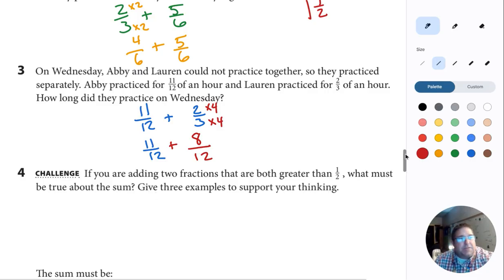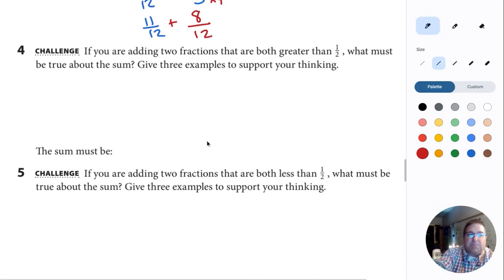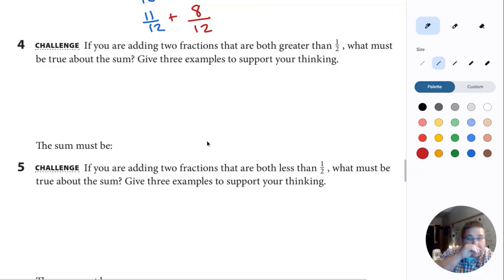So the final answer is going to be 1 7/12. And we're going to talk about how we know we can get to that, okay? Now, 4 and 5 are challenges, but they're not really too bad. I think they're a good concept, so I left them in.